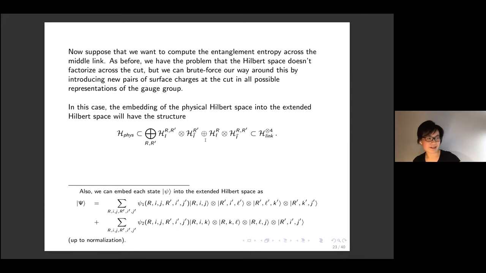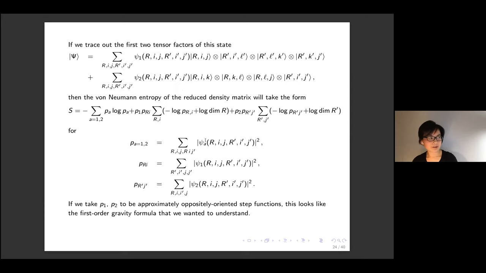And at the bottom here, I again wrote the exact formula for embedding an arbitrary state in this gauge theory into the extended Hilbert space, but the notation is not that interesting. You basically just contract magnetic indices wherever you have to. But the point is that if we now trace out the first two tensor factors of this state, then you get some exact density matrix whose von Neumann entropy you can compute.